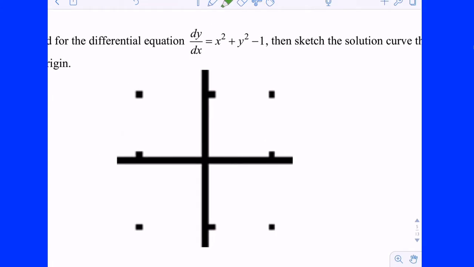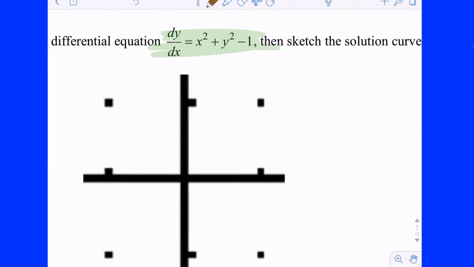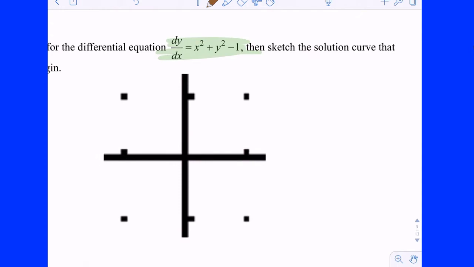All right, so let's look at this one before we start. It is a differential equation, x squared plus y squared minus 1. Is that one going to be as easy to determine where we have 0 slopes? Not really. If I set it equal to 0, it's going to be a little bit harder to solve. So let's just go ahead and pick some points.